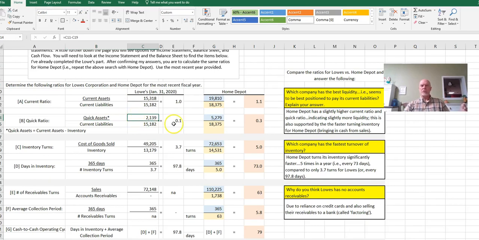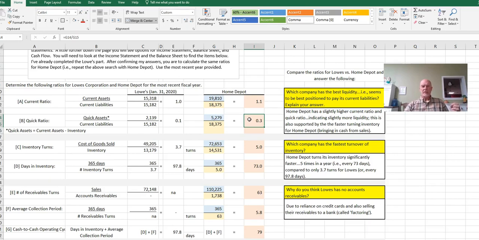And so the quick ratio for Lowe's is 0.1, indicating we've got about 10 cents of quick assets for every dollar of current liabilities. Home Depot is a little bit larger, 0.3, so 30 cents for every dollar of current liabilities. So again, it's a measure of our liquidity. How well positioned are we to pay these liabilities as they come due?